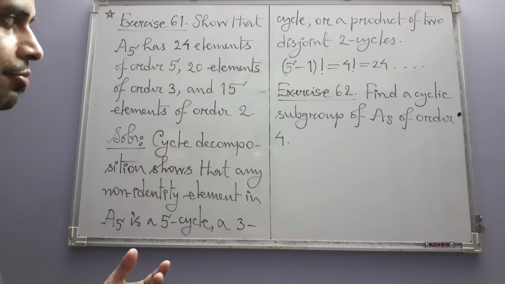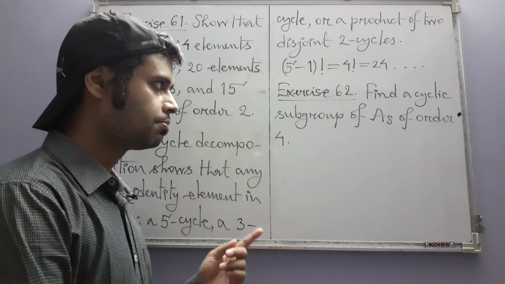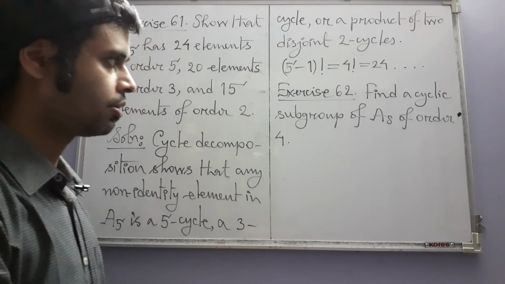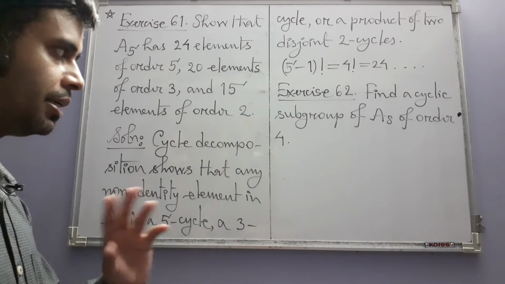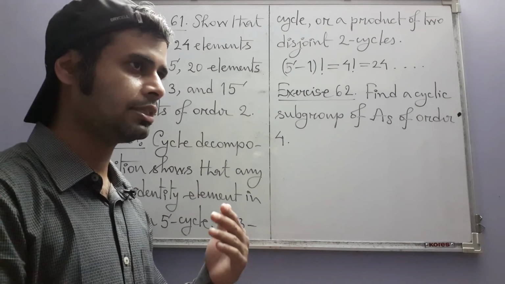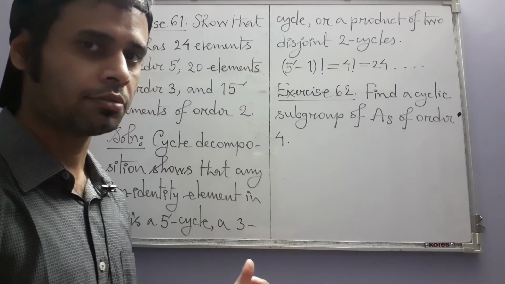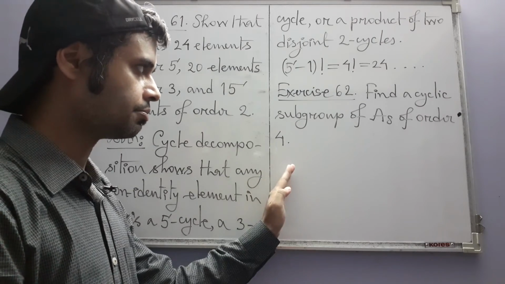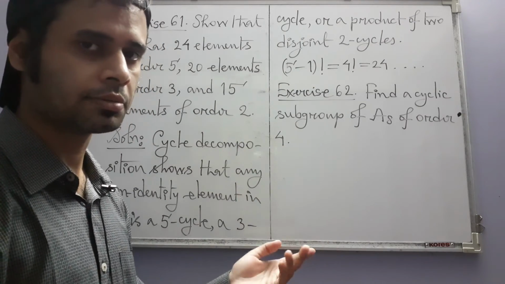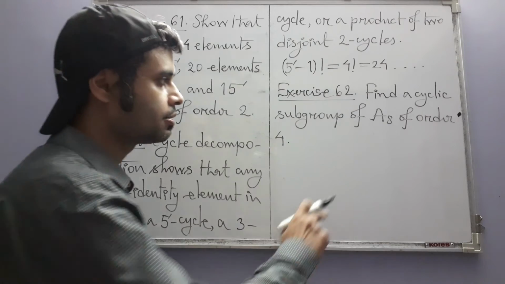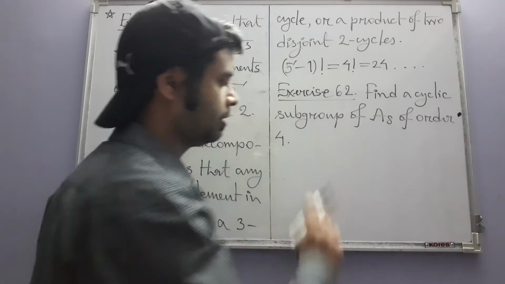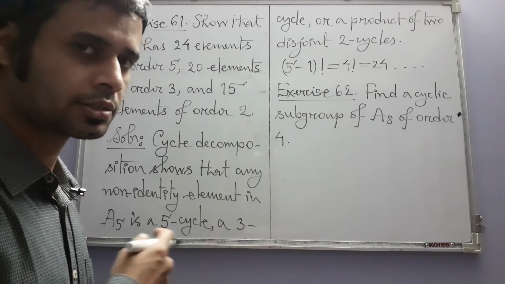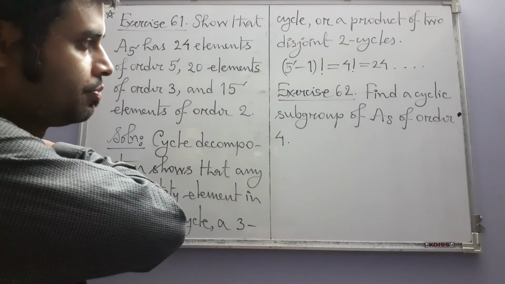In this one, we have to find a cyclic subgroup of A8, alternating group of degree 8, of order 4. Now, immediately when we think of order 4, we think of a 4 cycle. However, a single 4 cycle, of course, will generate a cyclic subgroup, but a 4 cycle is not an element in A8. It's not an even permutation. 4 is even, so the cycle is an odd permutation.